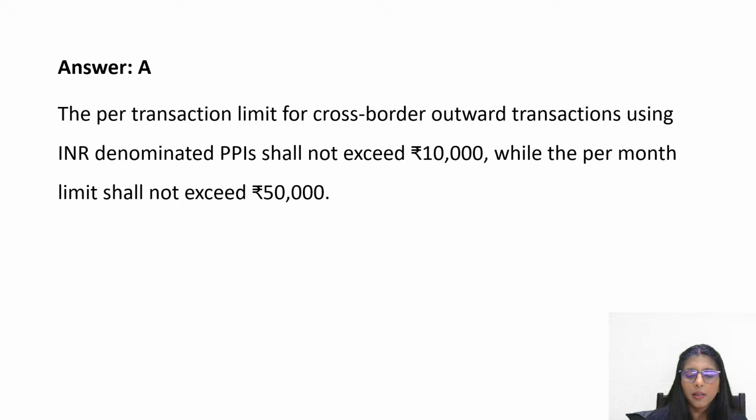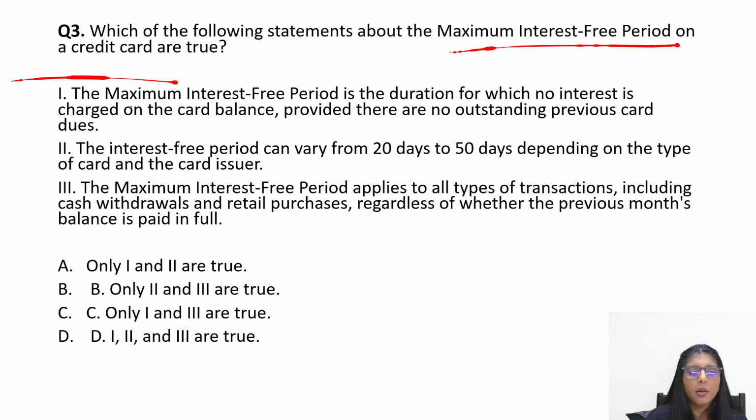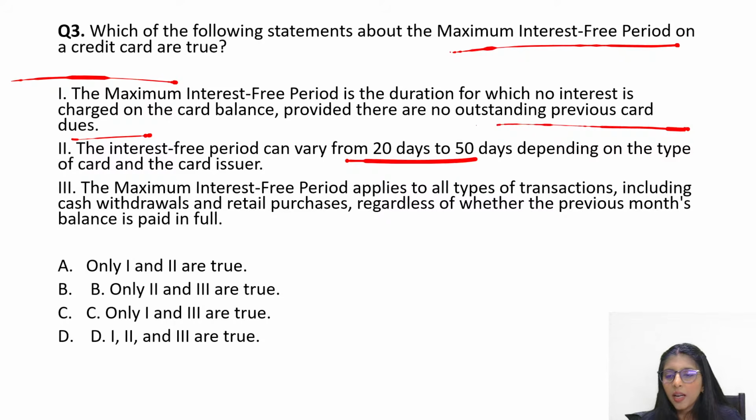Okay. Which of the following statements about the maximum interest-free period on a credit card are true? The maximum interest-free period is a duration for which no interest is charged on the card balance, provided there are no outstanding previous card dues. Second statement, the interest-free period can vary from 20 to 50 days depending on the type of card and the card issuer. Third, the maximum interest-free period applies to all types of transactions including cash withdrawals and retail purchases, regardless of whether the previous month balance is paid in full. Which are the correct statements which are true? Give me the answer in the chat box.